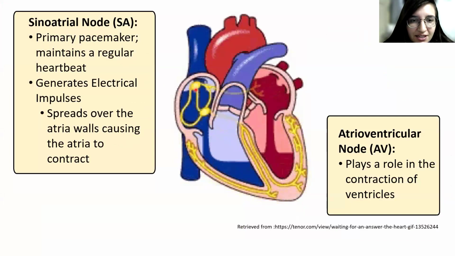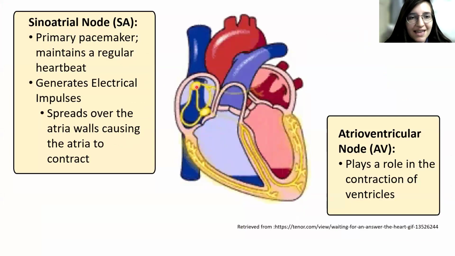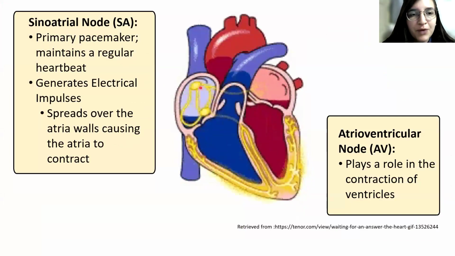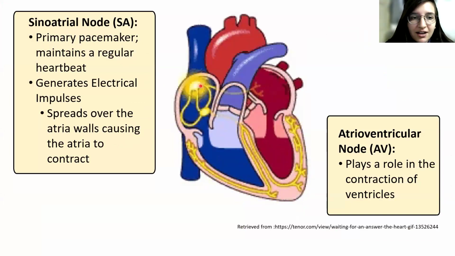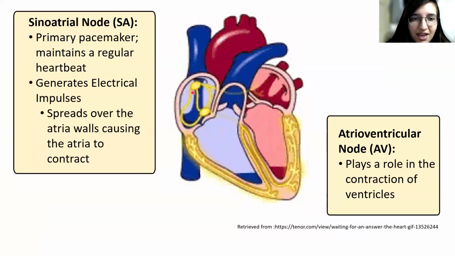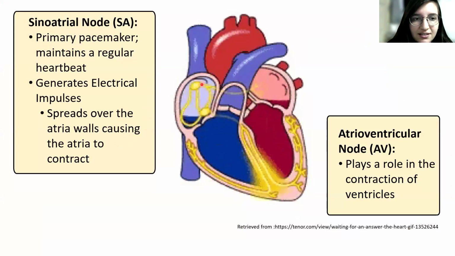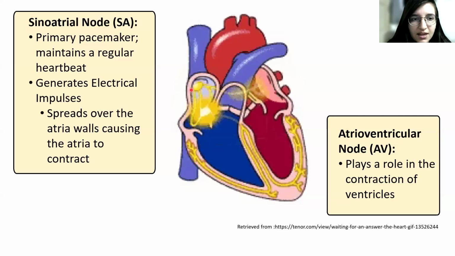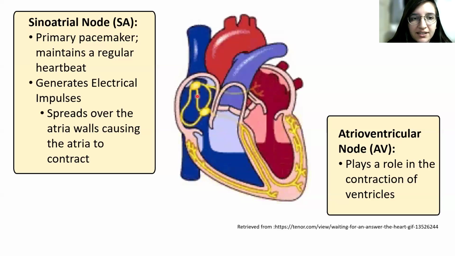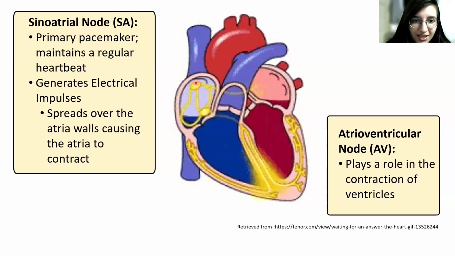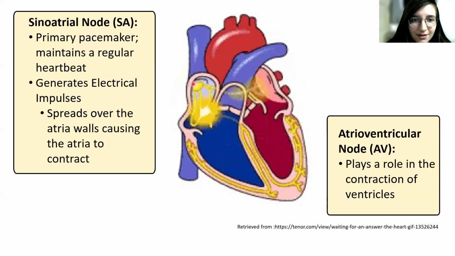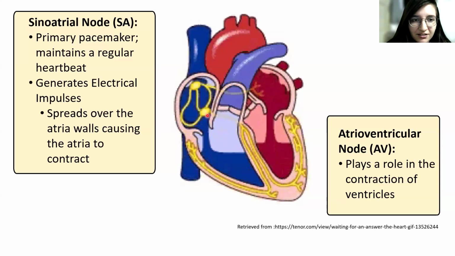You see this node here, the first one. This is the SA node, and it's the primary pacemaker because it maintains the regular heartbeat. It paces the heartbeat, okay? So this is the primary one. And what this SA node, the sinoatrial node, does is that it generates electrical impulses. So look at the image. It generates an impulse which goes here.